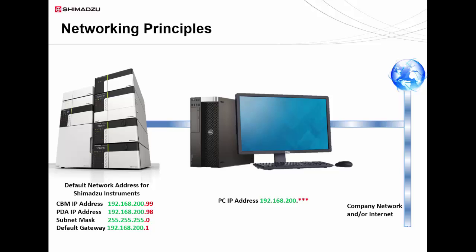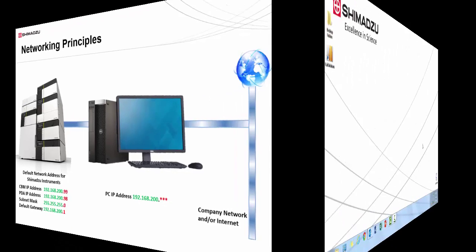To establish communications between your PC and HPLC system, you need to know both of their IP addresses. This is critical because in order to send and receive data, both the PC and HPLC system need to be in the same subnet. This means the first three groups of numbers in their IP addresses match as seen here.